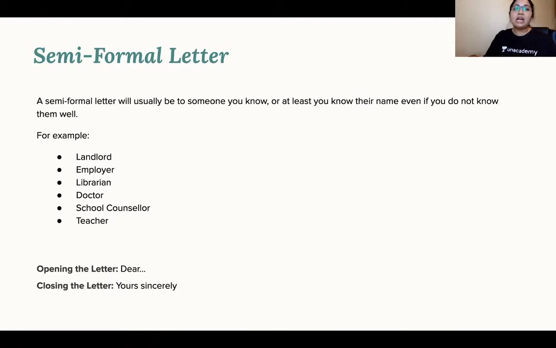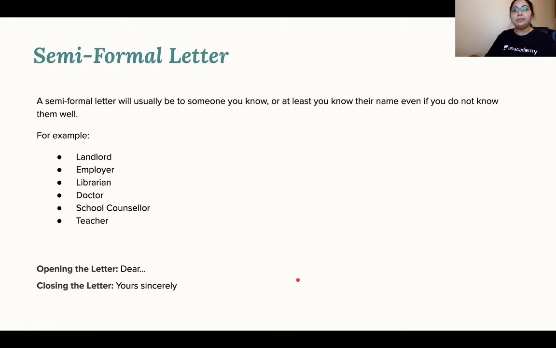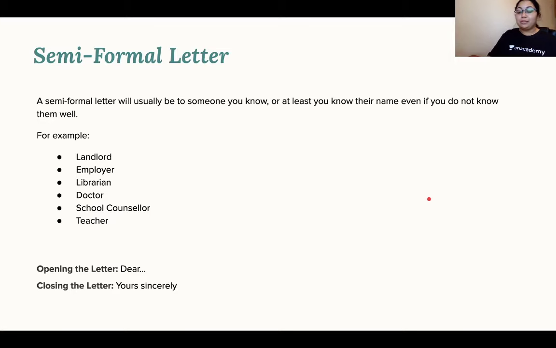A semi-formal letter is where you are usually writing to someone you know, or at least you know the person, you know their name, even if you don't know them personally. So, for example, you're writing to landlords, your employer, your librarian, doctor, school counselor, and teacher. Here, you are allowed to use the opening "Dear Tim," "Dear Tom," "Dear Kevin," things like that. All right. And when you close the letter, you write "Yours sincerely." So this is the typical format of a semi-formal letter.